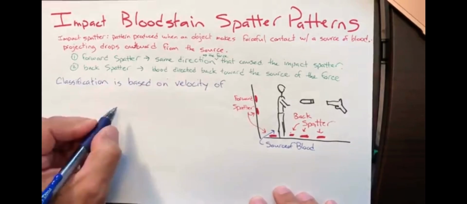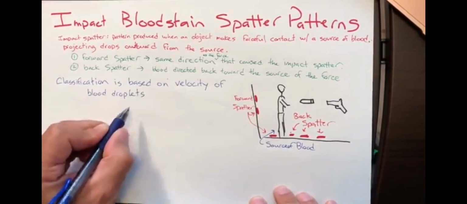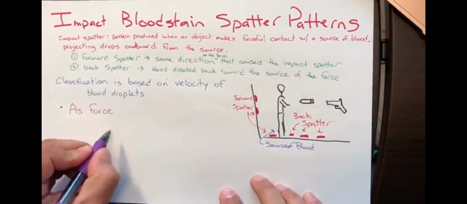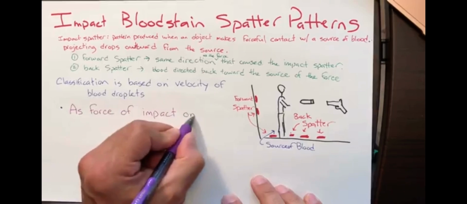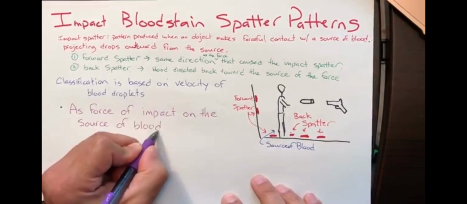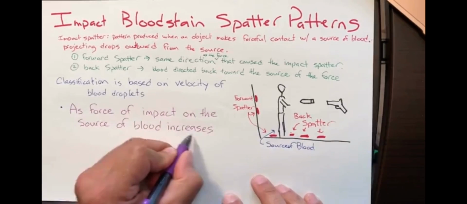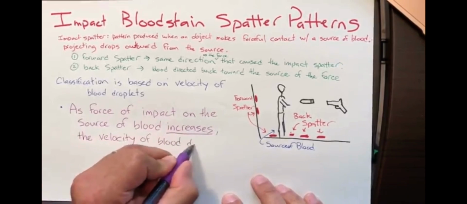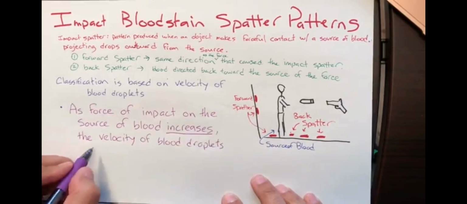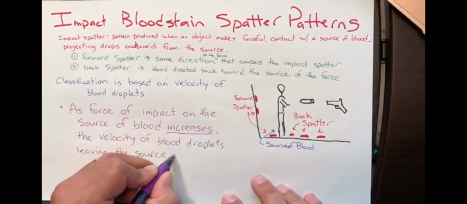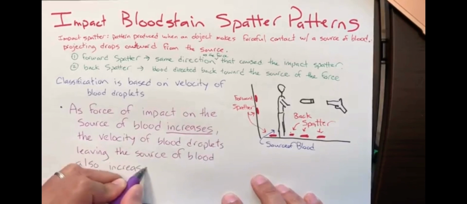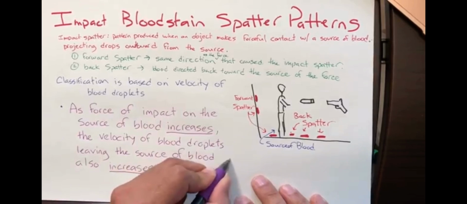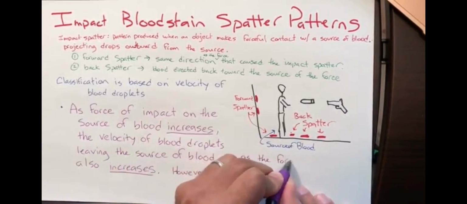We also have classifications based on the velocity of blood droplets. A phenomenon here is, as the force of impact on the source of blood increases, the velocity of blood droplets leaving the source of blood also increases. So as the force increases, the velocity leaving also goes up. The speed also goes up. That kind of makes sense.